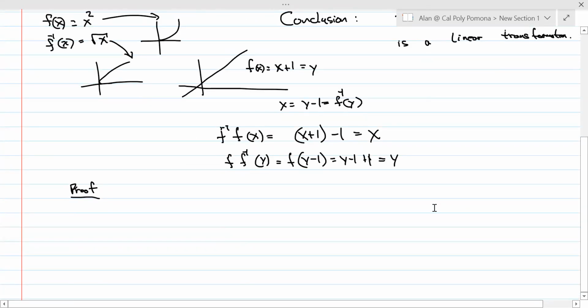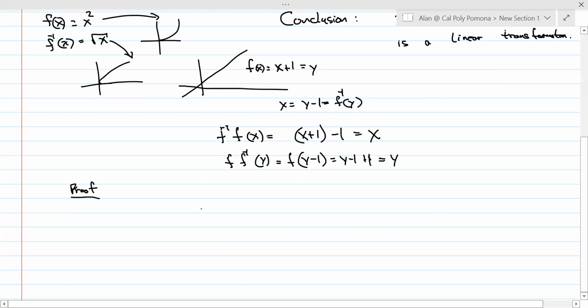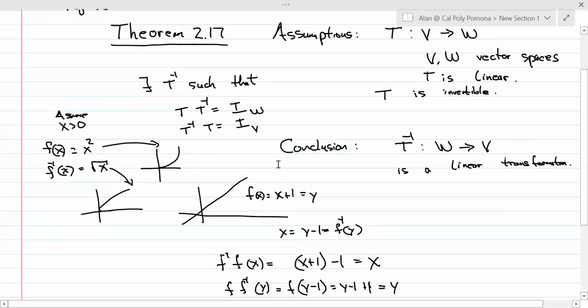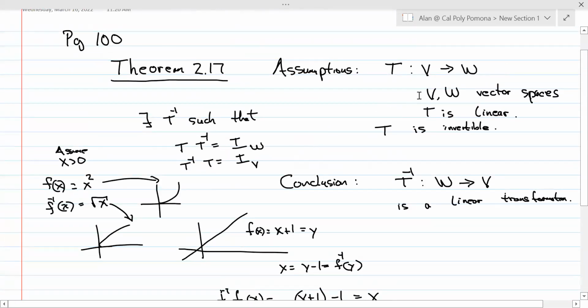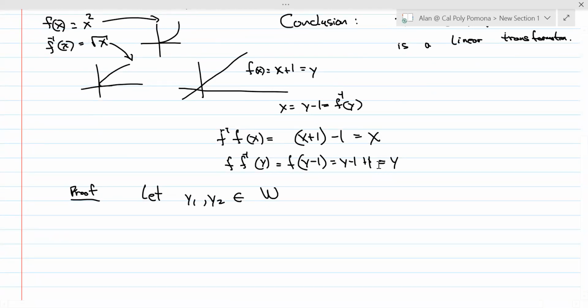Okay, but how do you prove it here? So here's the proof, somewhat short, and it's straight out of the book. So let's go through it. Let y1 and y2 be vectors in W. W is the codomain of T. So let them be any vectors. And let c be something in the field.